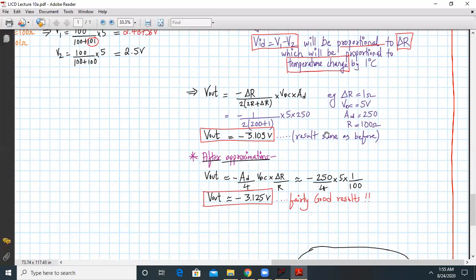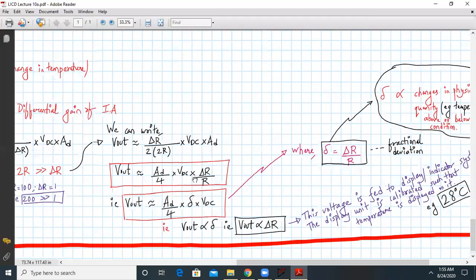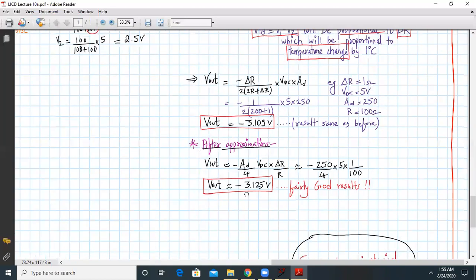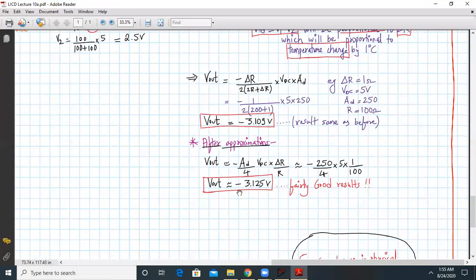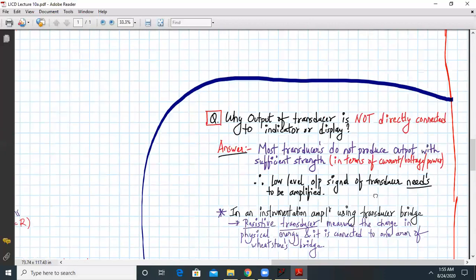Now after the approximation, when we approximate that twice R is much greater than delta R, let's see what value we get. Vout comes out to be minus 3.125 volts. So it's a fairly good result. Without the approximation, the exact formula gives minus 3.109, and with the approximated formula, its value is around minus 3.125 volts. Okay, now let us see some review questions.